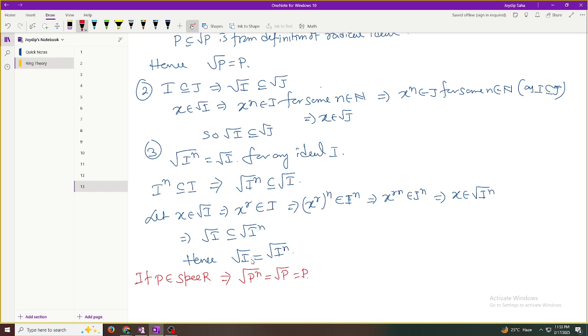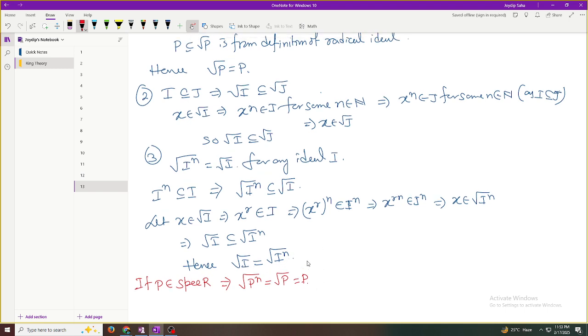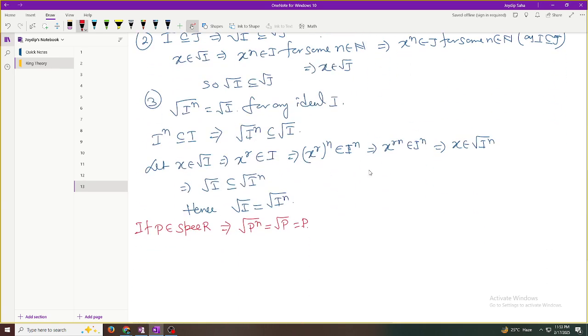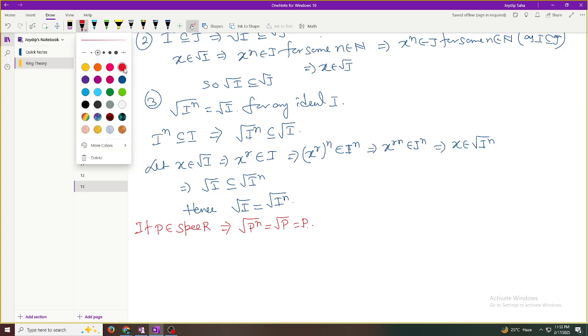Root P to the power n equals root P, and root P equals P from 1. So we have proved this. You know that every maximal ideal is a prime ideal, because if M is a maximal ideal, then R mod M is a field. Every field is an integral domain. Therefore M is a prime ideal. So max spec R is a subset of spec R. Okay.